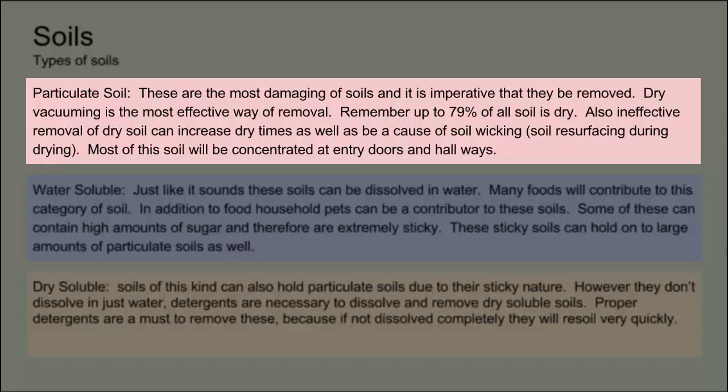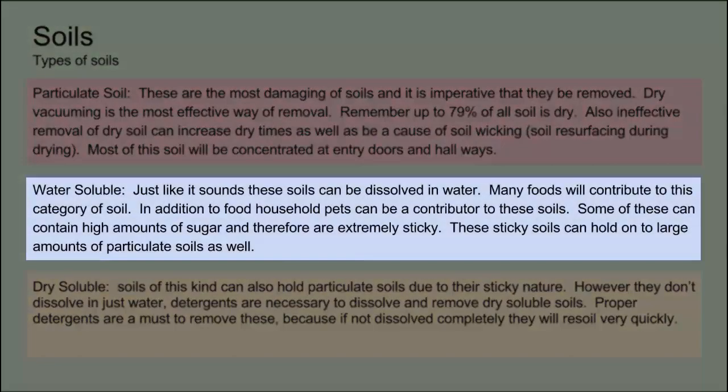Soil wicking is as the surface of the carpet is drying, it's pulling moisture from the bottom, and as it pulls it from the bottom, if you have a layer of dirt or dry soil down there that's turned to mud, it's going to want to resurface up to the tips of the carpet. So you have a browning situation that happens when that mud is being pulled to the surface. So it's very important that we remove these dry soils or particulate soils. And remember, most of these soils will be concentrated at entry doors, hallways. When we do our vacuuming, these are the areas you have to concentrate in. Get that soil out, get the sands, the clays, those things out as much as possible before you start applying water.